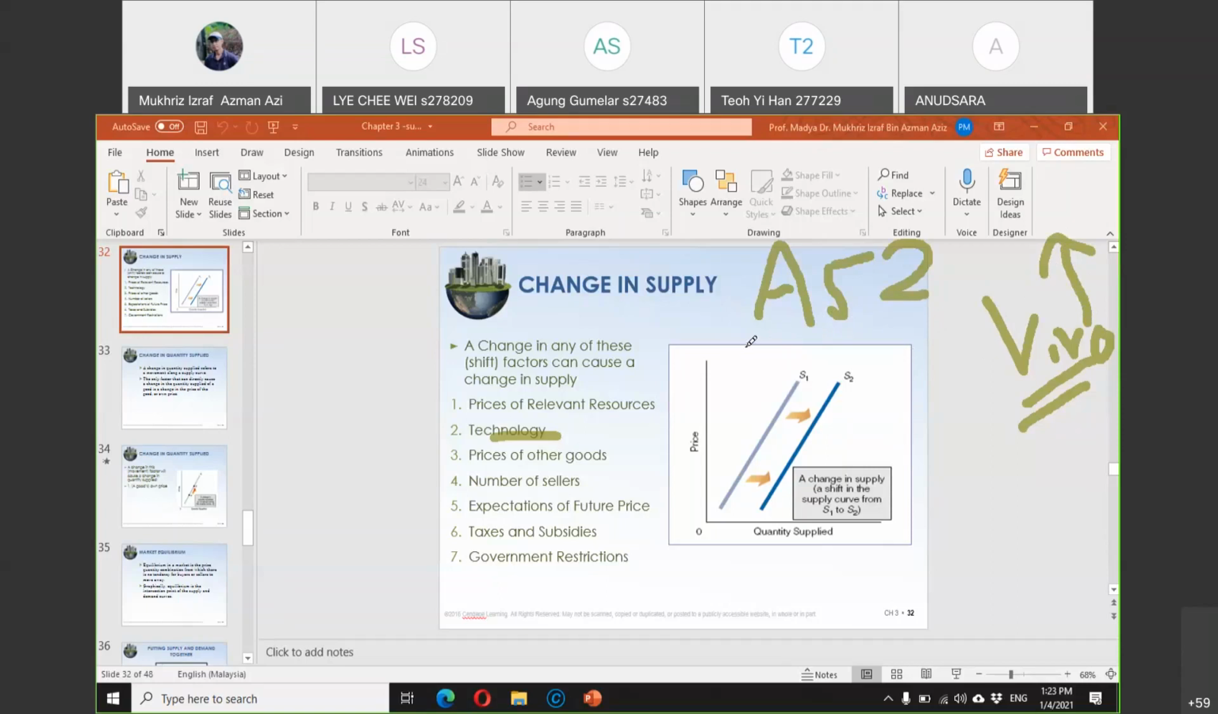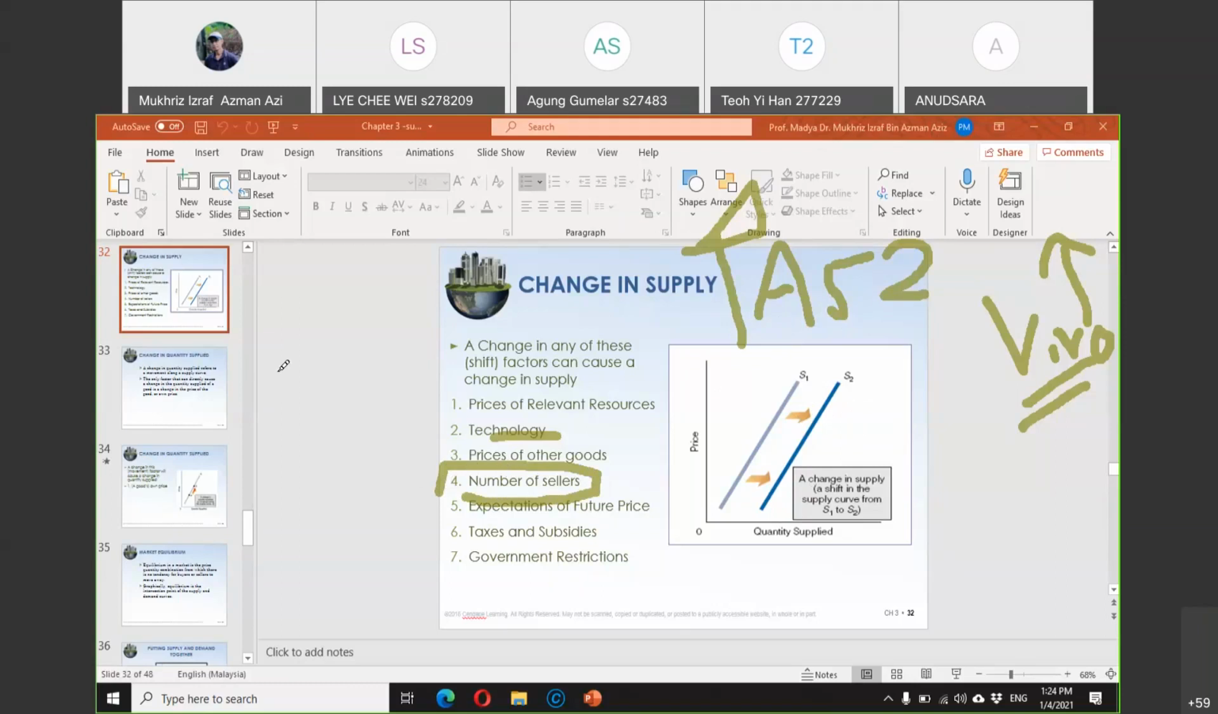You will expect A52 supply to increase, because if the price of Vivo goes up, the Samsung A52 supplier expects that some people might want to buy more A52 because it now becomes cheaper compared to Vivo. So the supply of A52 is expected to increase, meaning shifting to the right. Number of sellers: the more sellers join the market, the more goods will be supplied.